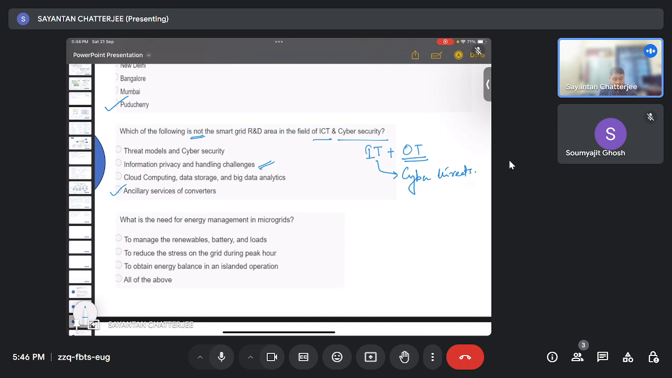What is the need for energy management in microgrids? Manage renewables, battery, and the loads; reduce stress on the grid during peak hour; obtain energy balance in an island operation; and all of the above. What is the purpose of energy management? Reduce the stress on the grid during peak hour. Yes. To obtain the energy balance in an island operation.